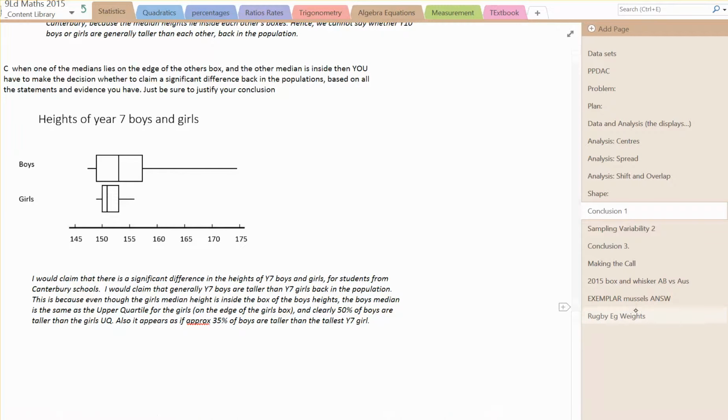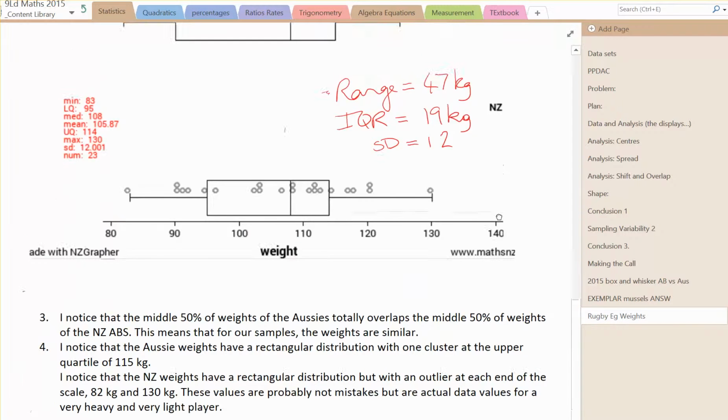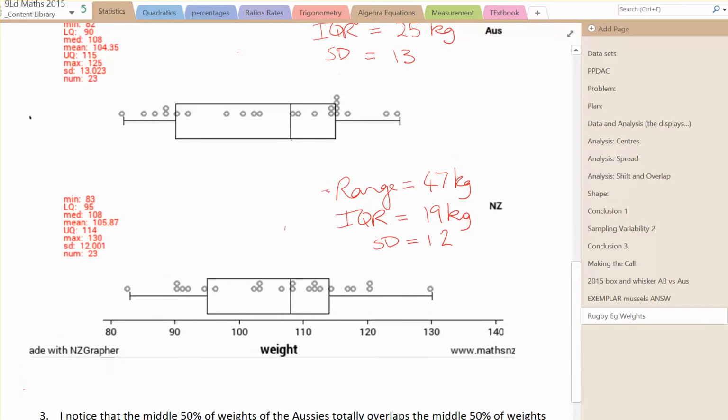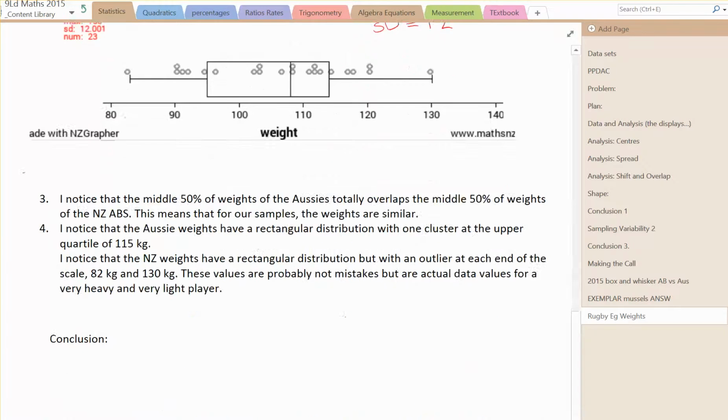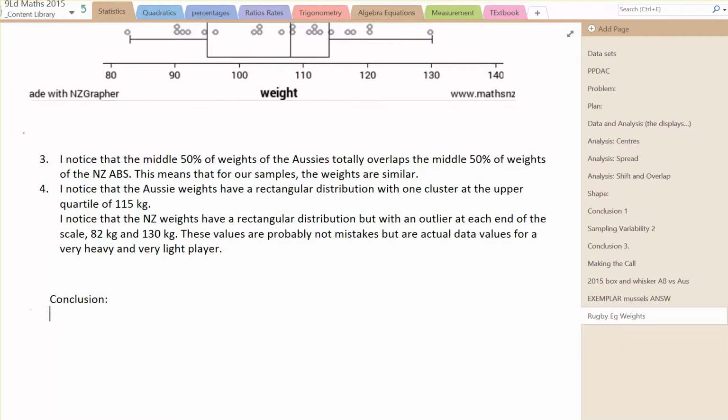So if we try it for our rugby example, clearly the medians lie within each other's boxes because they're exactly the same. So we can't claim that there is a significant difference in the weights of the New Zealand All Blacks and the New Zealand Australians for all the players from this World Cup campaign.